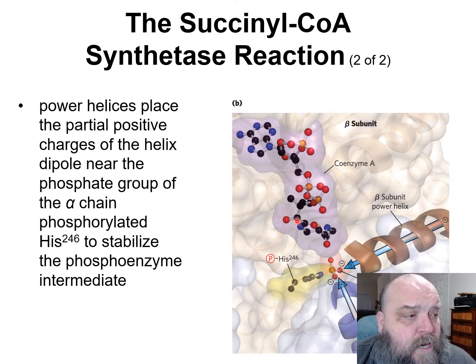Look at this figure here. This is showing the histidine that's going to be phosphorylated. Here's the coenzyme A. Here's our 4-carbon strand here. You have these, what do they call them? Beta subunit power helices. Alpha subunit, beta subunit. These alpha helices, the way they're shaped.